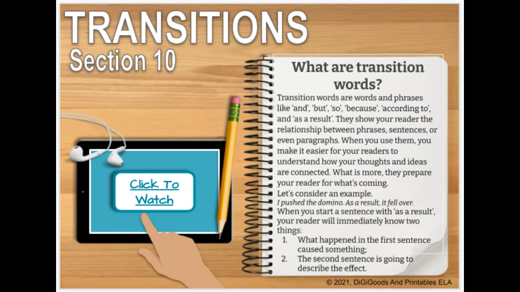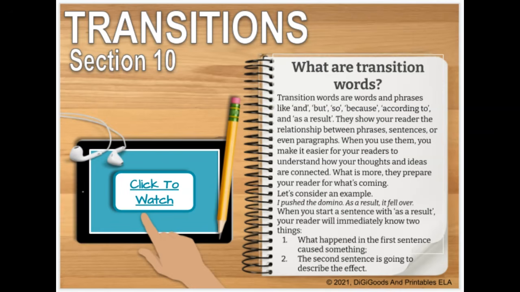Let's consider an example. I pushed the domino. As a result, it fell over. When you start a sentence with as a result, your reader will immediately know two things. Something that happened in the first sentence caused something, and the second sentence is going to describe the effect or what happened. This might not seem like a big deal, but you have to remember that people are reading quickly, so every little cue that you can provide helps your reader to understand your writing easily.